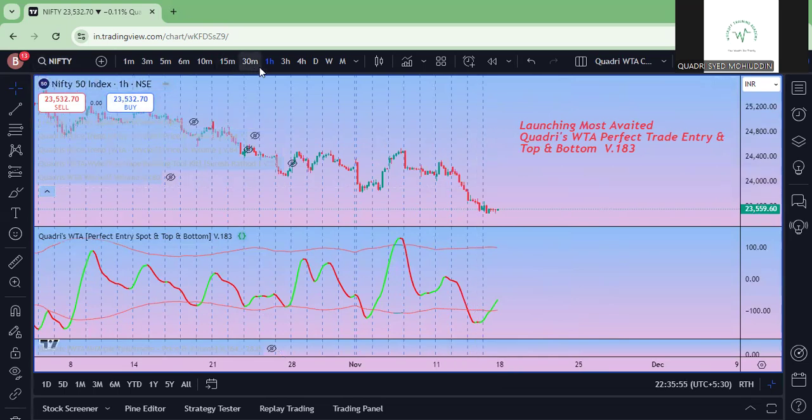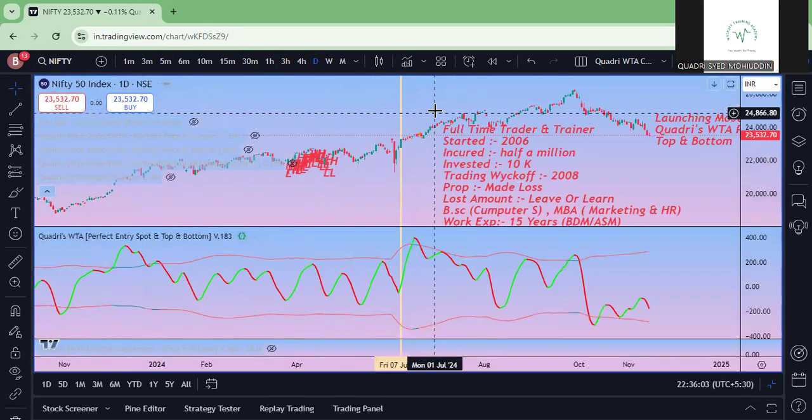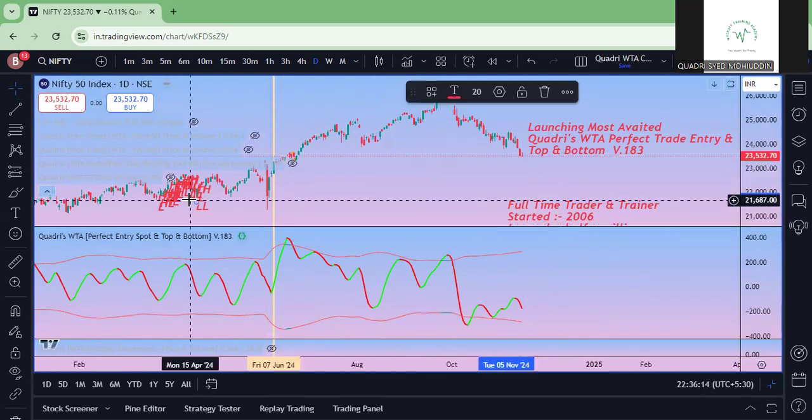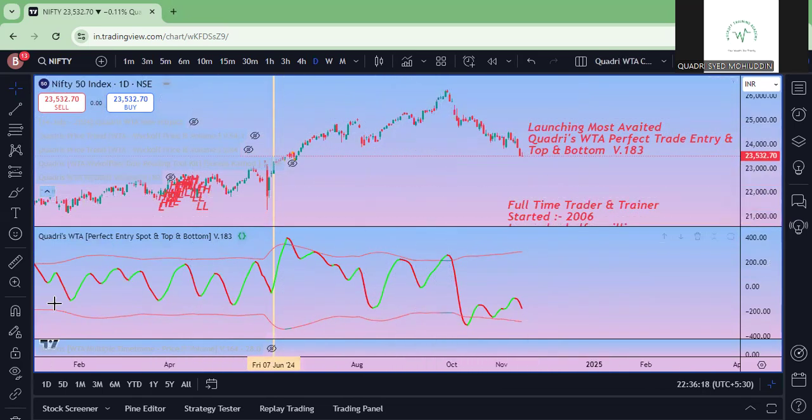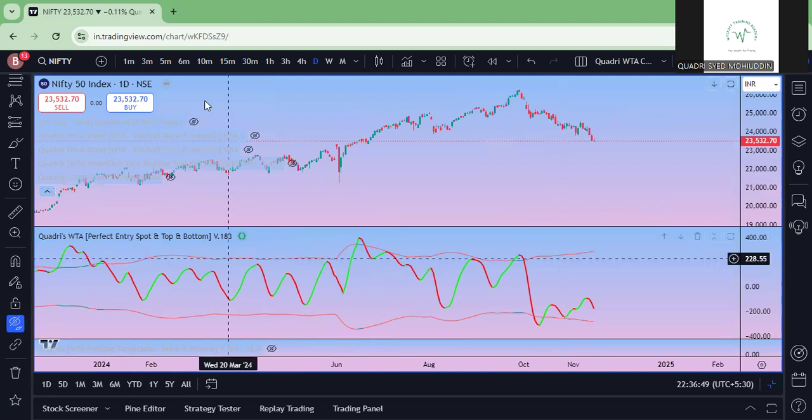So I'll start. This is a Nifty chart on a 1 hour and daily time frame chart. On any time frame, you would be in a bit. Let us dive into how to do the assessment. For the sake of discussion, as the name suggests, this is the launch of the most awaited perfect trade entry or perfect trade spot with top and bottom. Now I will dive into this, and I'll take a bar replay session also. One second, let me hide the drawings so that my chart looks clean.